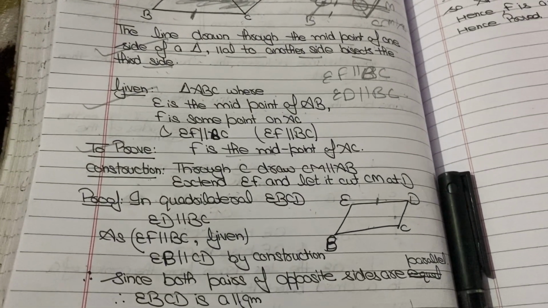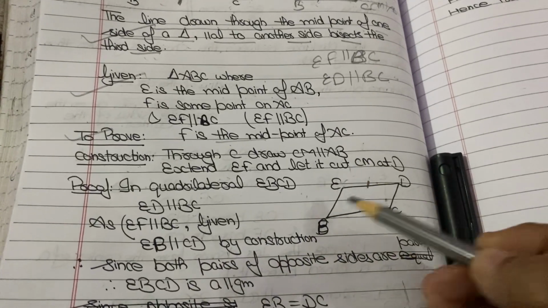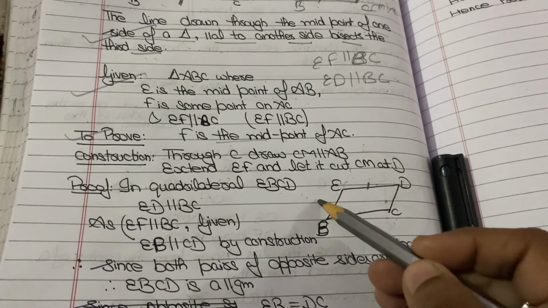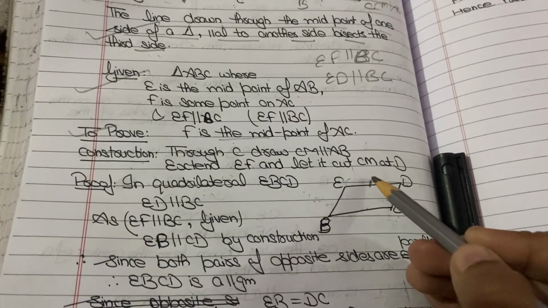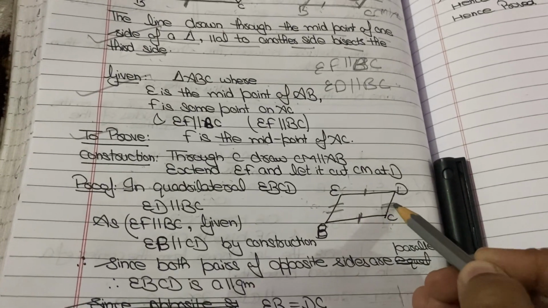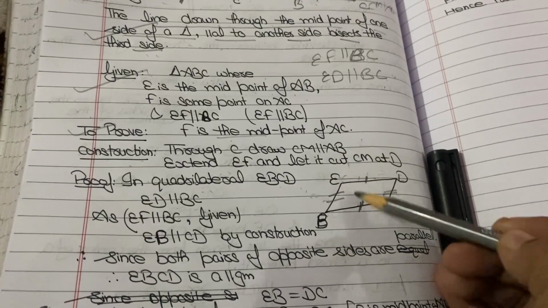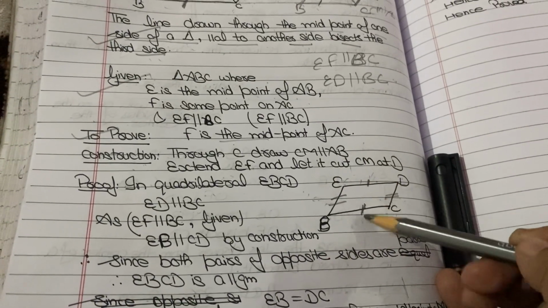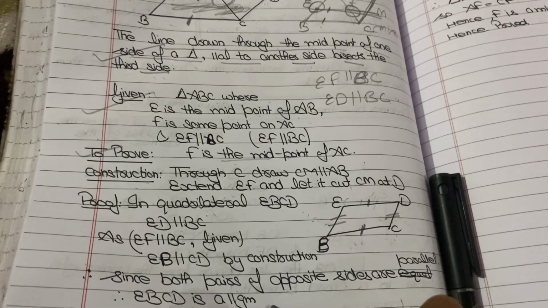Clear? AD is parallel to BC. Similarly, EB is also parallel to DC by construction, because opposite sides of a quadrilateral are parallel. So this one is parallel to this side, and this one is parallel to this side. Since both pairs of opposite sides are parallel, EBCD is a parallelogram.